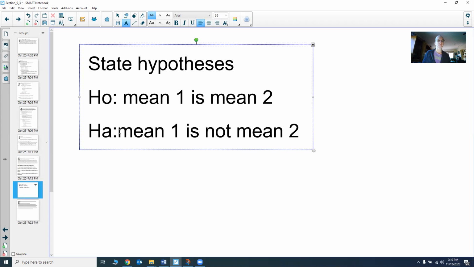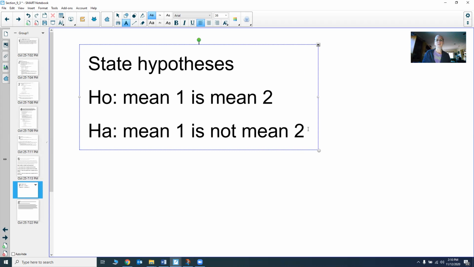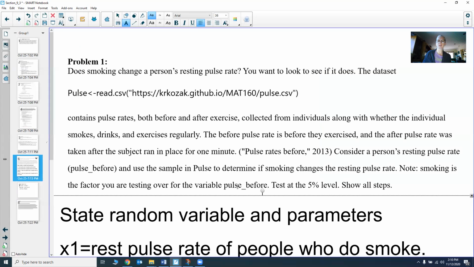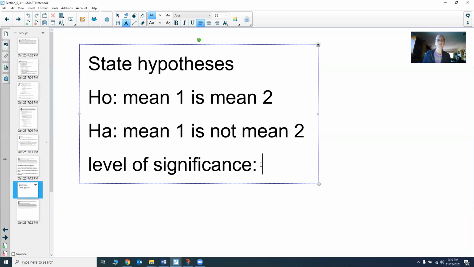Okay. All right. Again, here you can also state your level of significance. Normally we figure this out by looking at the consequences of a type 1 and type 2 error, so you have to write that out. But here in the problem, I did give it to you, so I'm going to say it's 5%.